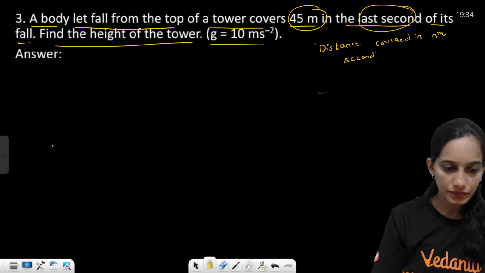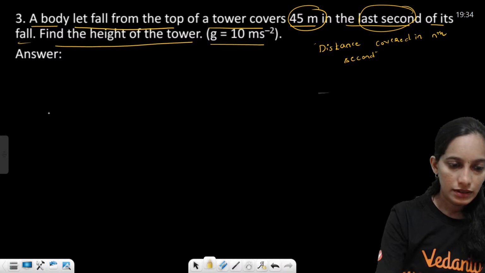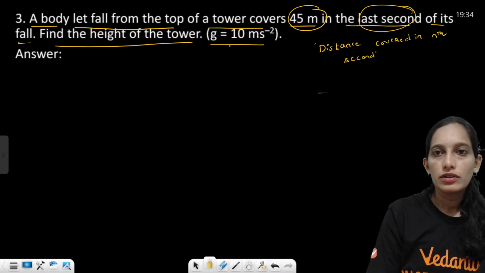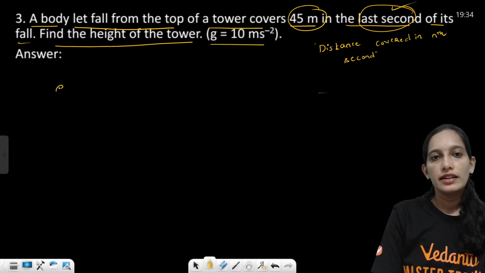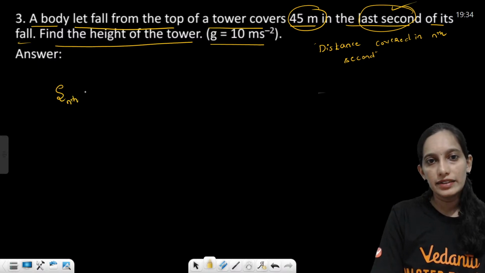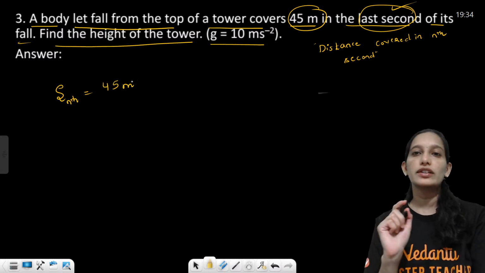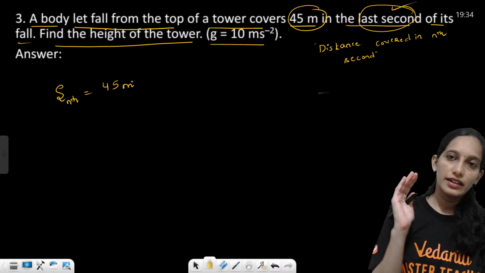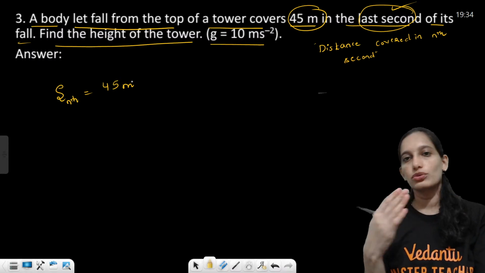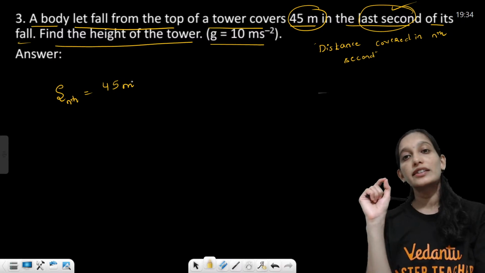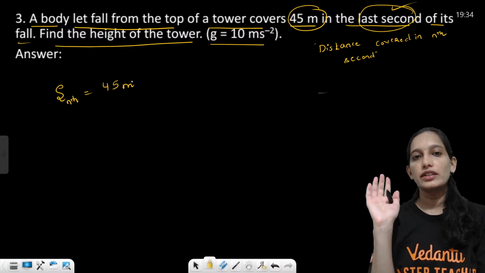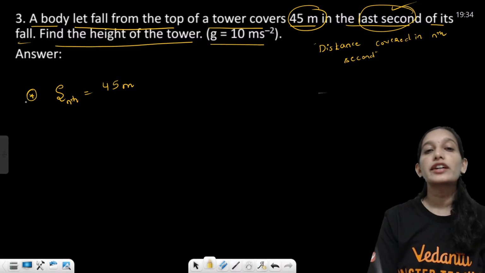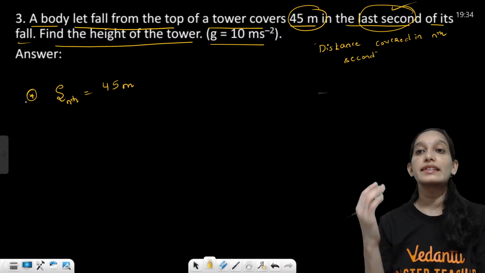So what do we do here? What they have given is 45 meters, that is in the last second. That means distance traveled in nth second is given as 45 meters. That is the difference you have to understand. Distance traveled in, let me choose 10 seconds just to give you an example, distance traveled in 10 seconds is different. Distance traveled in 10th second is different. So we are talking about distance traveled in 10th second.